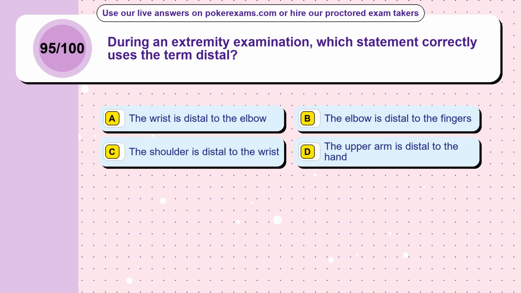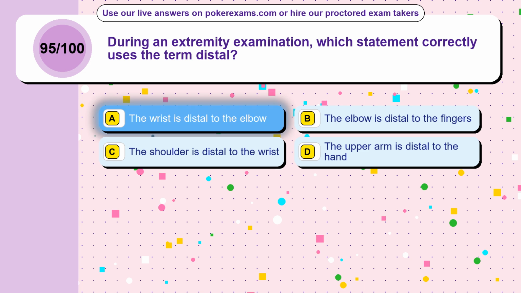Question 95. During an extremity examination, which statement correctly uses the term distal? Option A. The wrist is distal to the elbow. Option B. The elbow is distal to the fingers. Option C. The shoulder is distal to the wrist. Option D. The upper arm is distal to the hand.